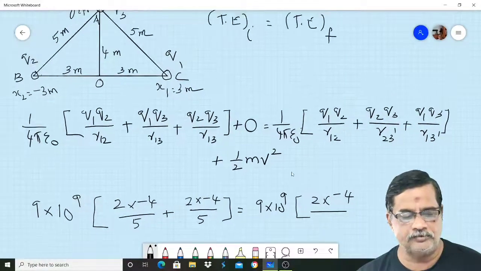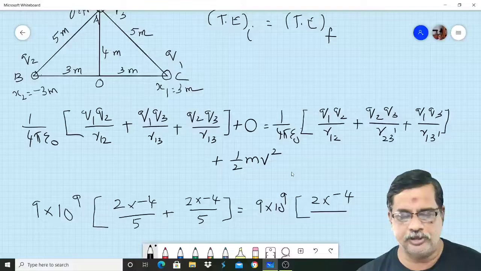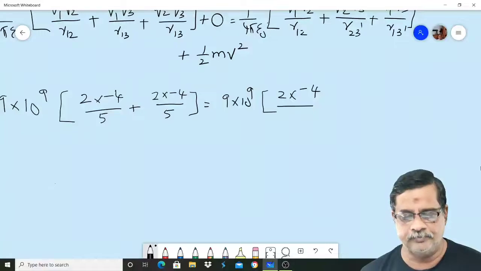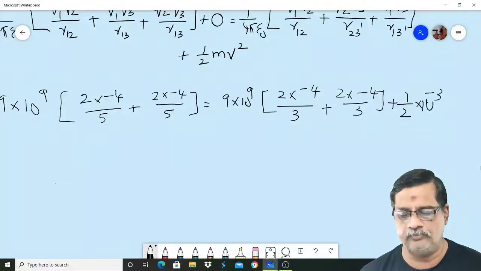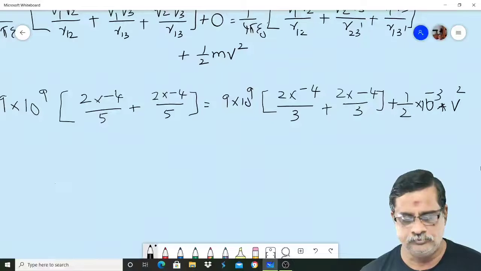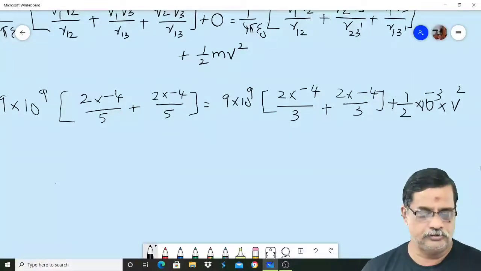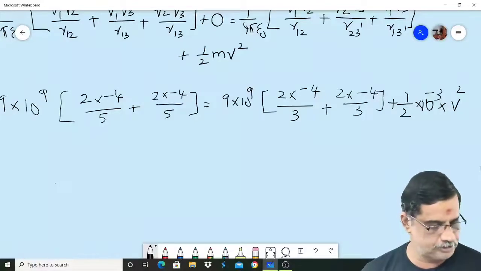What is the distance from charge q2 to q3? That distance is 3 meter. Similarly, q1 to q3 is also 3 meter. Therefore let us substitute it here. This is equal to 2 into minus 4 divided by 3 plus again 2 into minus 4 divided by 3, plus half into 1 gram, which is 10 raised to minus 3 kilogram, into v square. Half m v square is half into 1 into 10 raised to minus 3 into v square. So now let us simplify this.